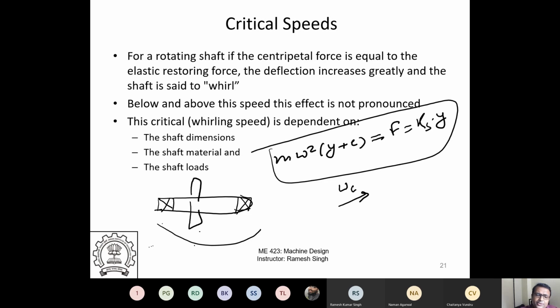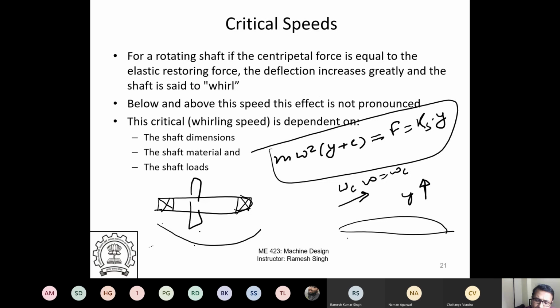And at some speed, omega is equal to omega c, the y increases significantly. This y is deflection. The deflection is significant, so it will almost start to whirl. The shaft will show some sort of a whirling phenomenon, right? So the shaft rotates and there will be a whirling.